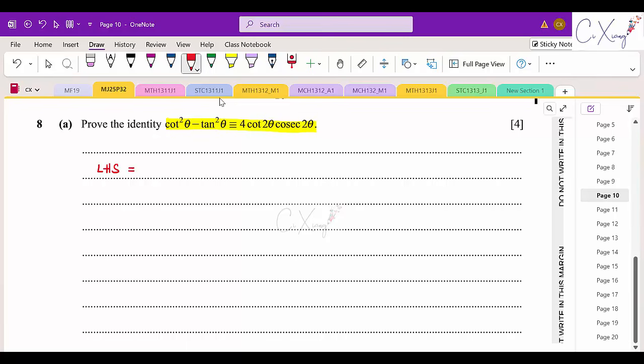So left-hand side, I'm having cotangent theta square, then minus tangent theta square. For these two trigo functions, I can write them in terms of cos and sine. So cotangent square theta will be cos square over sine square. Similarly, tangent square will be equal to sine square over cos square.